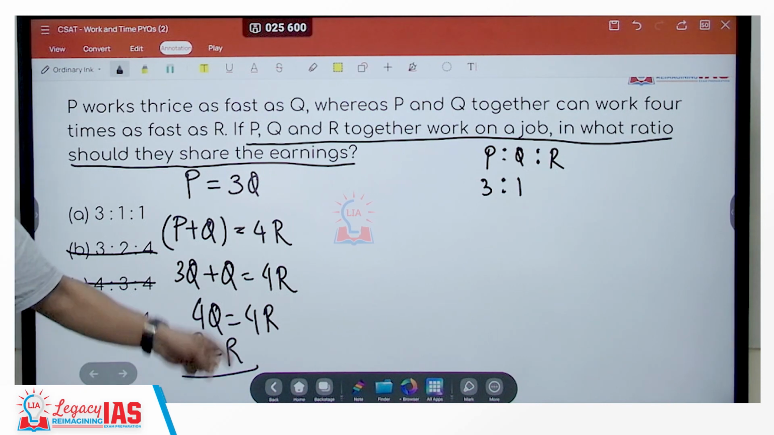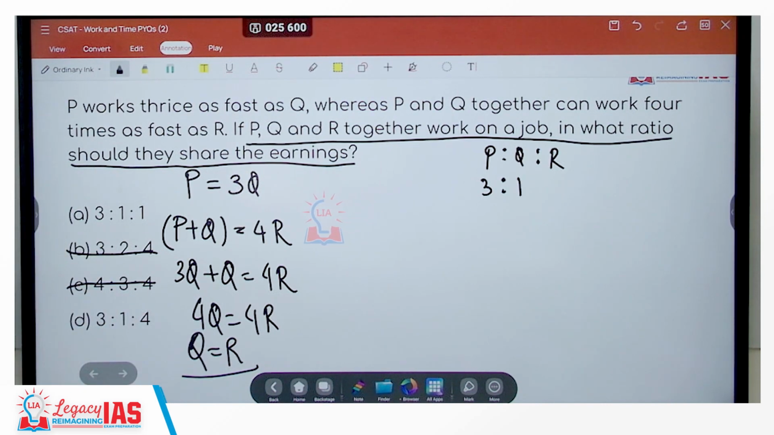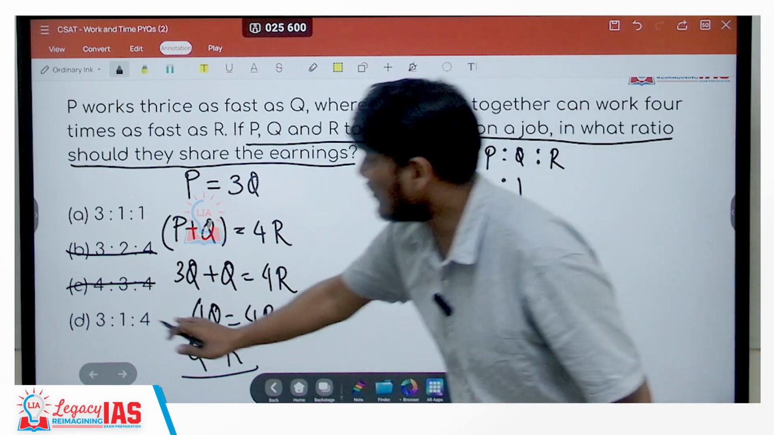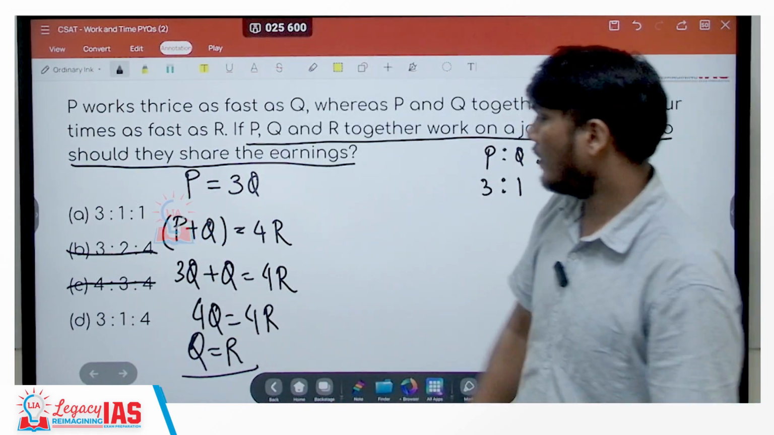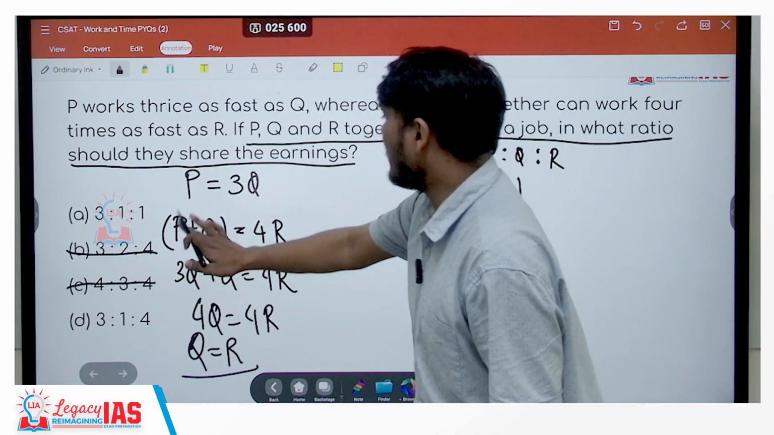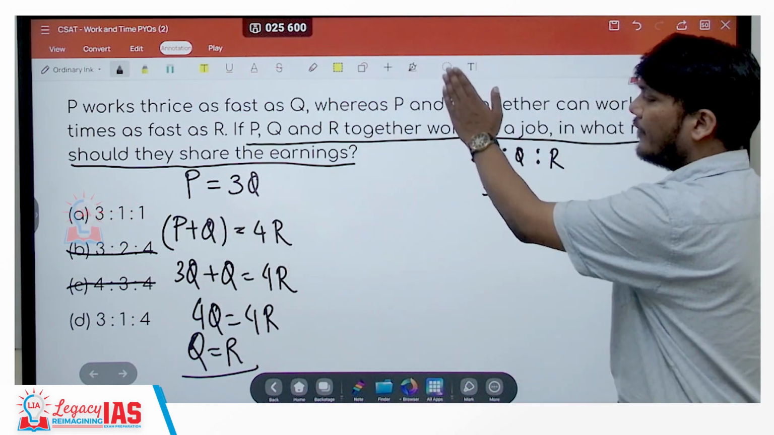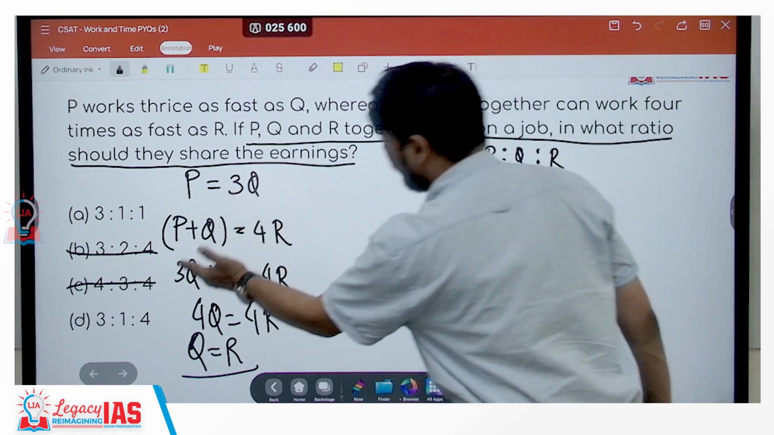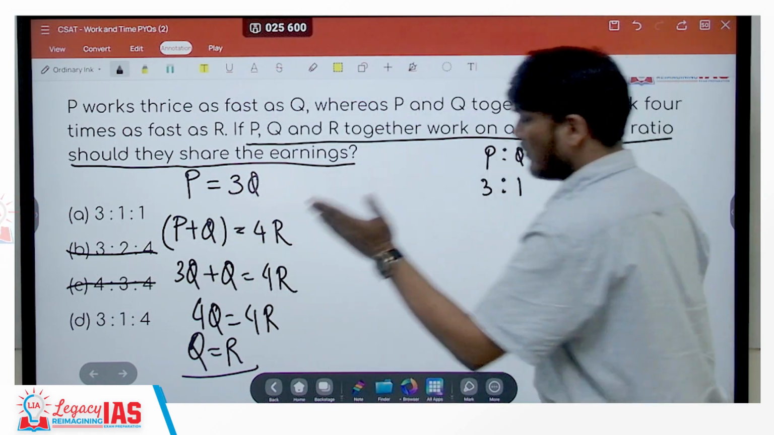Since the speed of Q is equal to R, the ratio of Q and R should be equal. So in which of the options is the ratio of Q and R equal? In option A, 1:1. Here it's different. They have given 4 to confuse you with this 4. Don't get confused. We have seen P plus Q equals 4R is what they have said. I replace P by 3Q, so it becomes 4Q equals 4R. That means Q equals R.